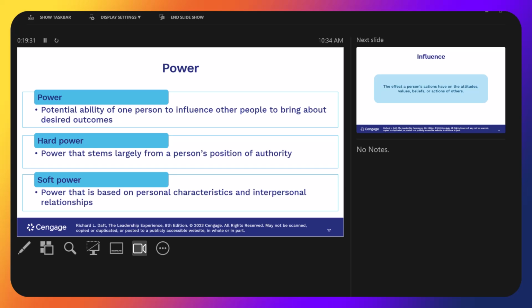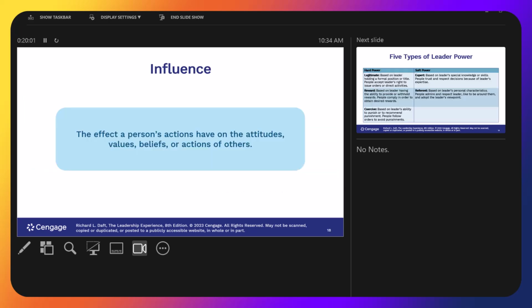Hard power, power that stems largely from a person's position of authority. So by virtue of me having authority, I have the power. Soft power is based on personal characteristics and interpersonal relationships. This is a situation where I may not have the position, but anytime somebody wants to do something in this area, they always come to me because I have soft power, and they understand that. Influence, the effect a person's actions have on the attitudes, values, beliefs, and actions of others. It's how you affect them.